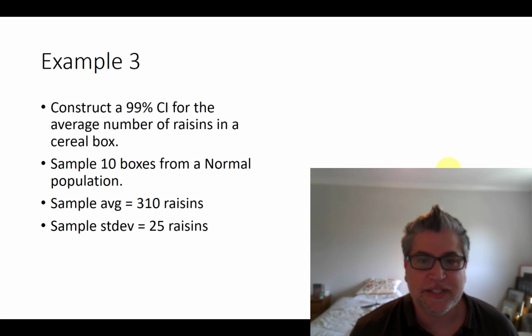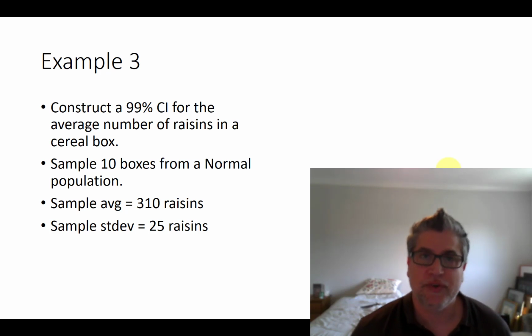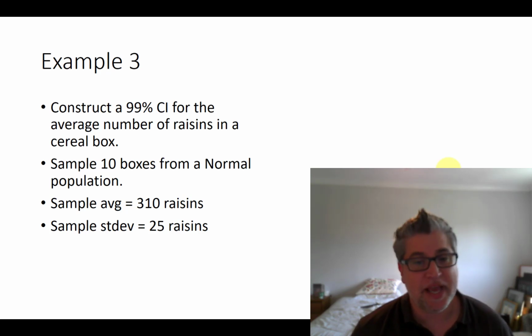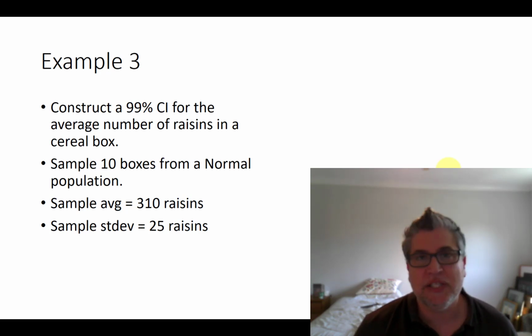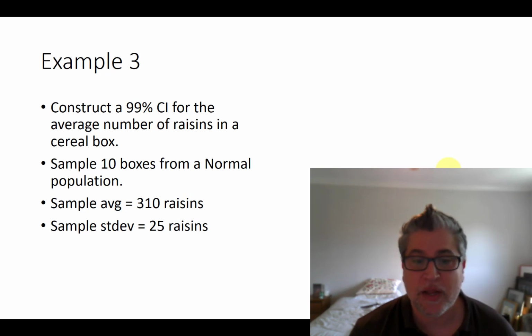In this third and final example, we're going to construct a 99% confidence interval. We're going to use the t distribution, and the confidence interval is for the average number of raisins in a cereal box. So let's say that you took a sample of 10 boxes. You believe that the raisin distribution is normally distributed, but you don't know its average or its standard deviation. But you take that sample of 10 boxes, and from that you have a sample average of 310 raisins and a sample standard deviation of 25 raisins. Let's construct a 99% confidence interval.